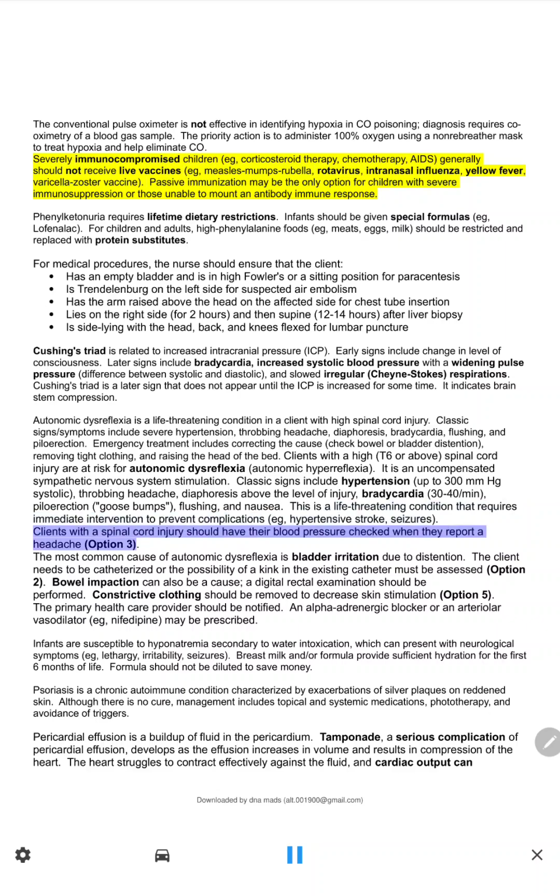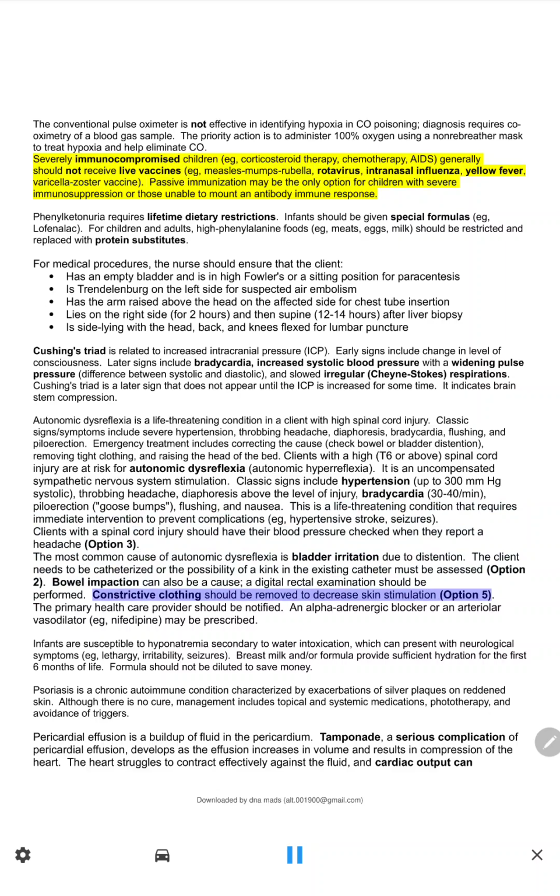Clients with a spinal cord injury should have their blood pressure checked when they report a headache, option 3. The most common cause of autonomic dysreflexia is bladder irritation due to distension. The client needs to be catheterized or the possibility of a kink in the existing catheter must be assessed. Option 2. Bowel impaction can also be a cause. A digital rectal examination should be performed.